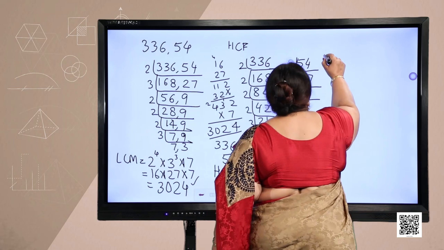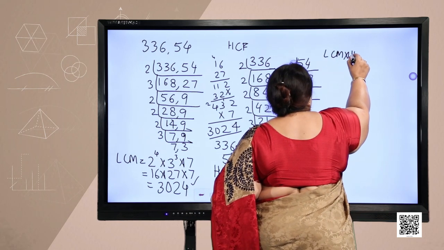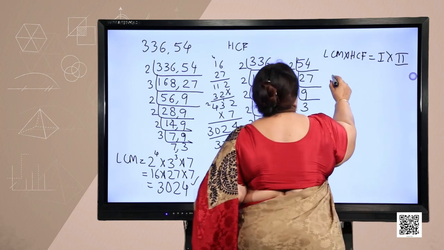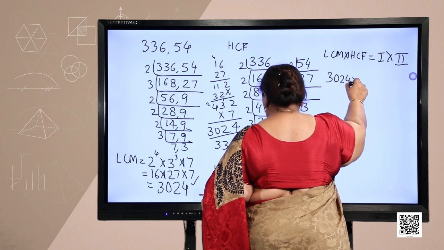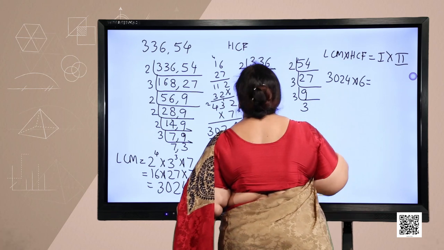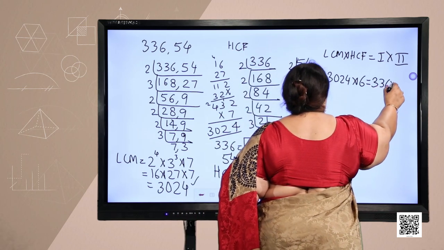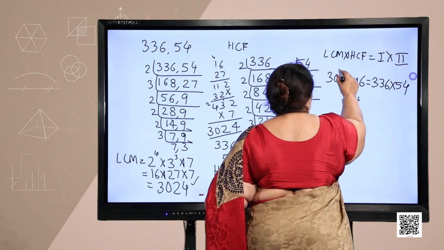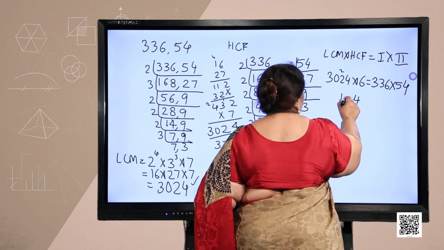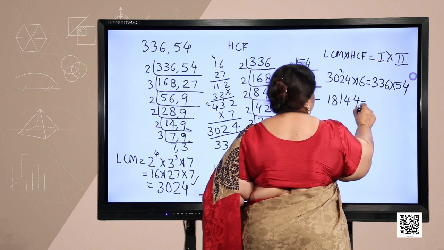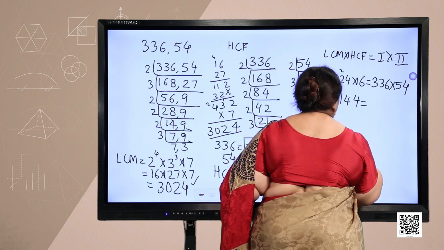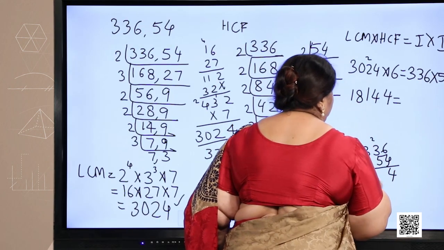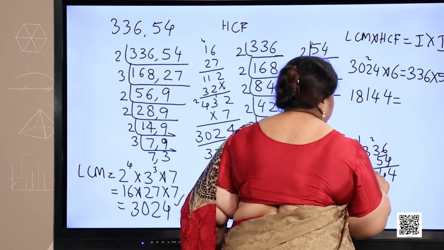What is that result? LCM into HCF is equal to product of two numbers. 3024 multiplied by 6 should be equal to 336 multiplied by 54. So, 6 4s are 24 to carry, 6 2s are 12 plus 2 14 and 6 3s are 18.